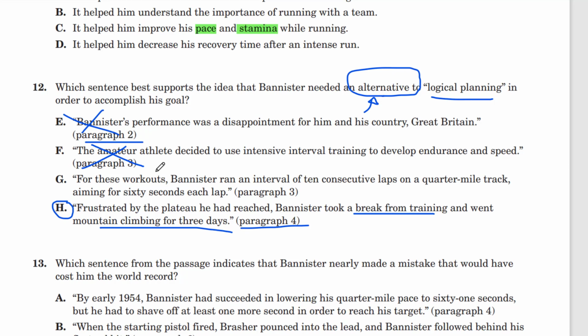G, for these workouts, Bannister ran an interval of 10 consecutive laps on a quarter mile track. So this is just further detail. This is also in paragraph three, like F, but it's more examples of his interval training, which again, if the idea is wrong, then the examples of the idea will also be wrong for the conditions of the question. G is incorrect. H is the answer for 12.